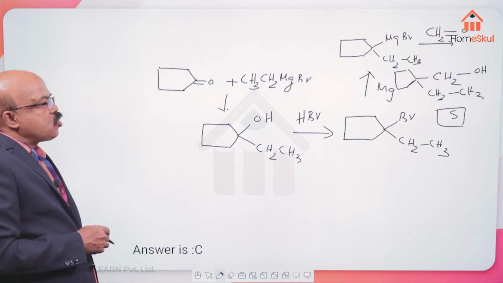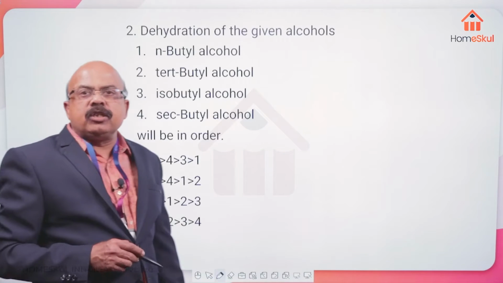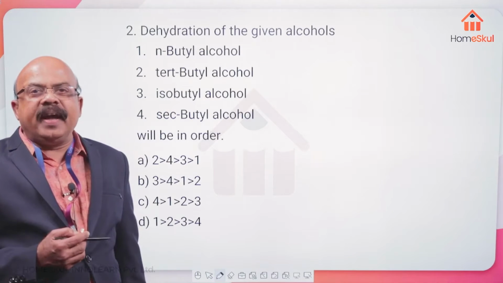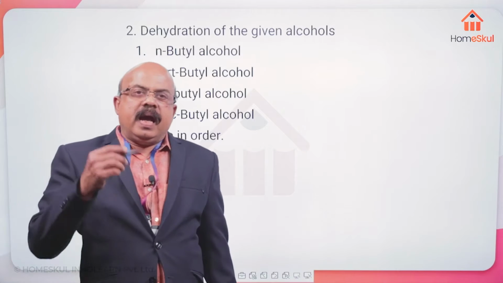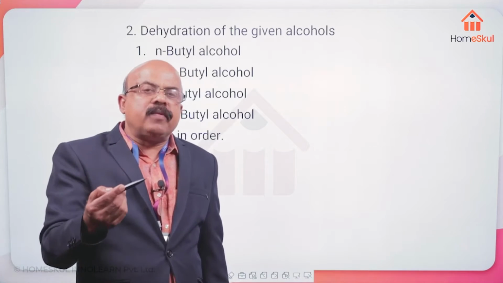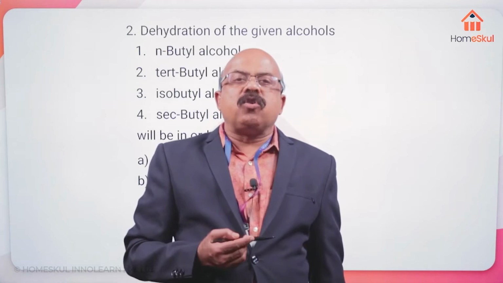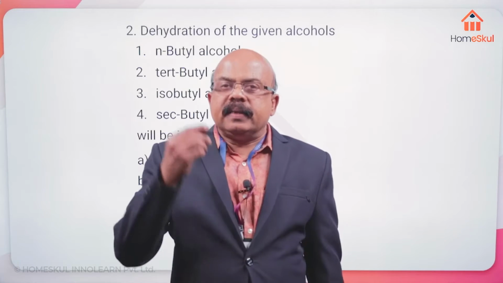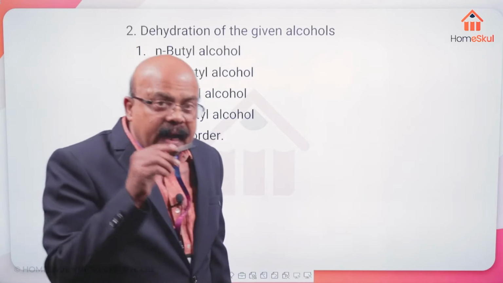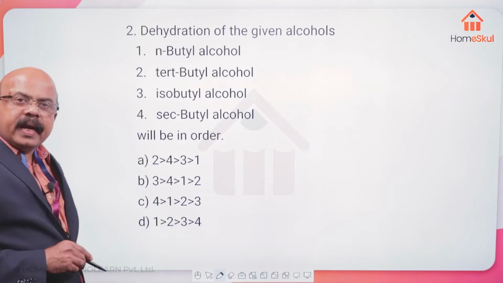Okay. Next question is a very important type of question. Dehydration of the given alcohols. Alcohols undergo dehydration. During the dehydration of alcohols, first step, protonation of the alcohol. Second step, removal of water to form a carbocation. That carbocation then undergoes deprotonation, giving an alkene. During the dehydration of alcohols, we get alkenes.